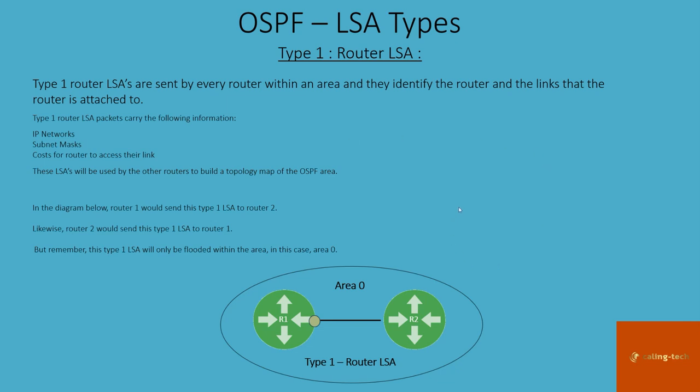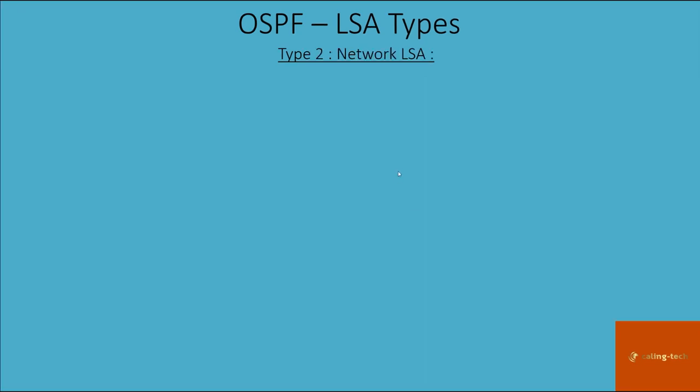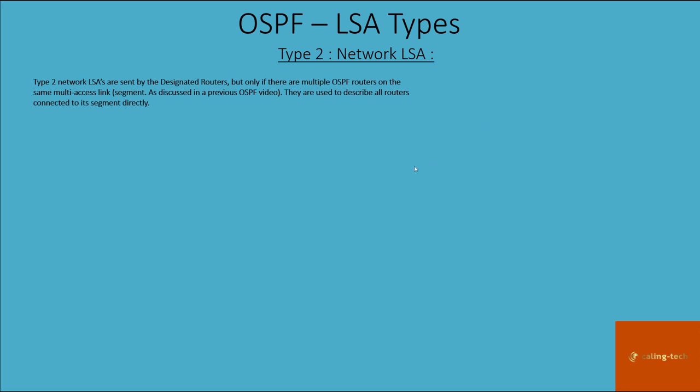Now we're going to move on with type 2 LSA. Let's go ahead and have a look at OSPF type 2, which is the network LSA. Type 2 network LSAs are sent by the DRs, the designated routers, but only if there are multiple OSPF routers on the same multi-access link, which is a segment. We discussed this in the previous video of OSPF, how it works. It's used to describe all routers connected to its segment directly.